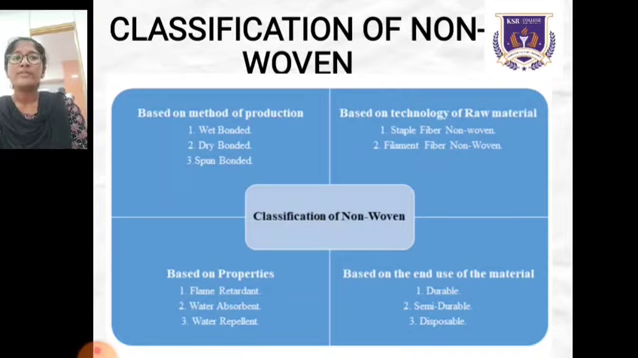First one, based on method of production: wet bonded, dry bonded, spun bonded. Based on technology of raw material: staple fiber non-woven, filament fiber non-woven. Third, based on the end use of the material: durable, semi-durable, disposable. Fourth, based on properties: flame retardant, water absorbent, water repellent. These are all the classifications of non-woven.